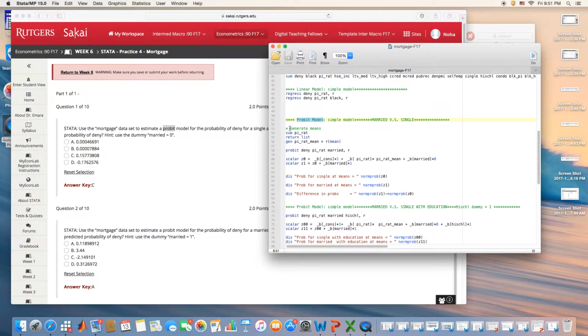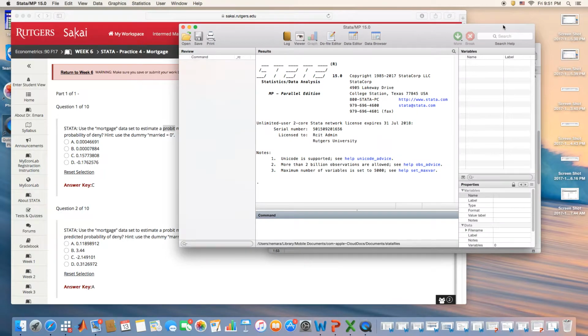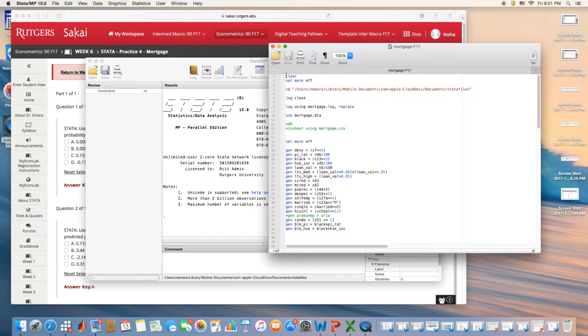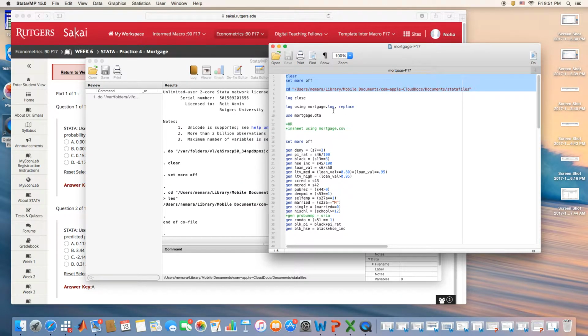So we need to generate the mean for the payment to income ratio. PIRAT is the payment to income ratio. In order to generate the mean, let me first run the first couple of commands to get the data set in. So I'm going to run these. Make sure you don't run this one because I don't have any log file open. If I click on this one, it will give me an error message. I don't have any log file, I just opened Stata. So this one is not going to be executed.